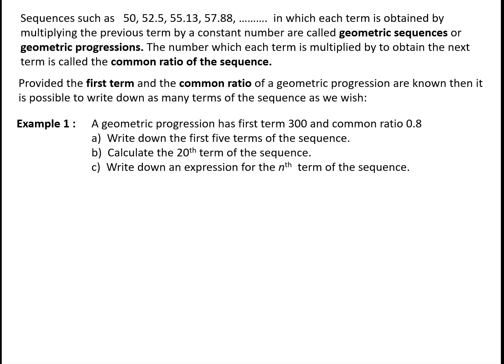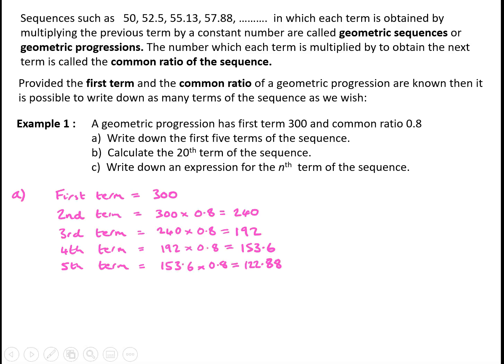So for our first example, we've got a geometric progression with first term 300 and common ratio 0.8. We're asked first of all to write down the first 5 terms of the sequence. The first term is 300, the second term is going to be 300 times 0.8, which is 240. The third term is going to be 240 times 0.8, which gives me 192. The fourth term, 192 times 0.8, which is 153.6. And the fifth term is going to be 153.6 times 0.8, giving me 122.88.